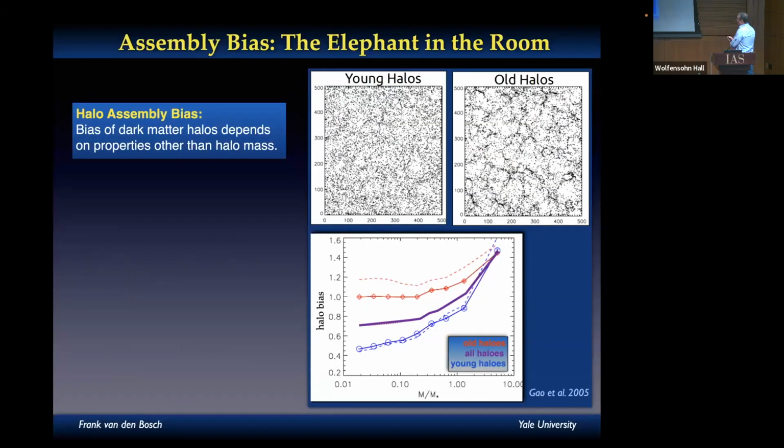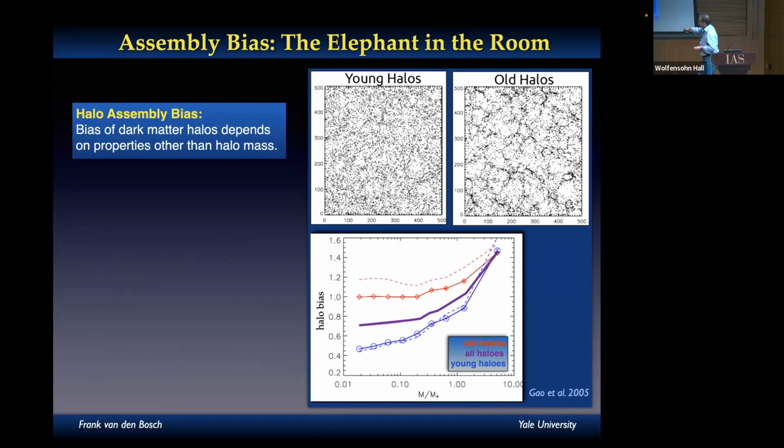So what is assembly bias? Assembly bias is the following. If you go to a numerical simulation and you pick halos, and you measure the correlation function of halos, I told you more massive halos are more strongly clustered. But if you now look at halos of a given mass, and you split them into halos that assembled early and that assembled late, okay? And this was first done in a very nice paper by Gao and Simon White. You make a plot of the young halos, the ones that assemble late, and old halos, the ones that assemble early. You can see by eye that they're clustered differently.